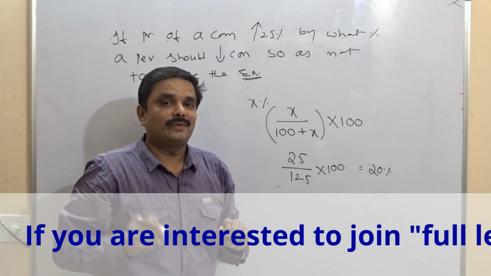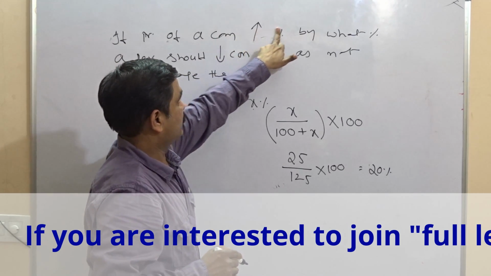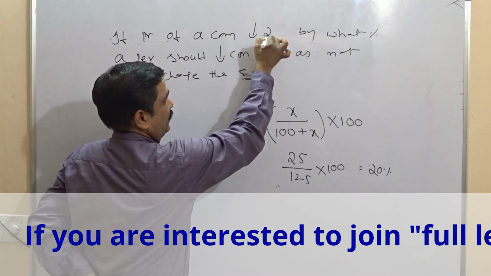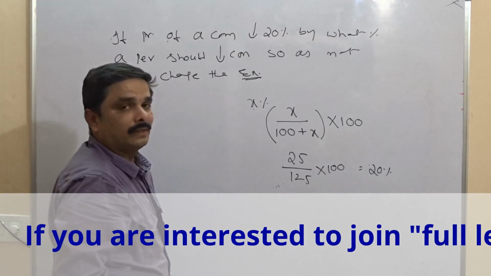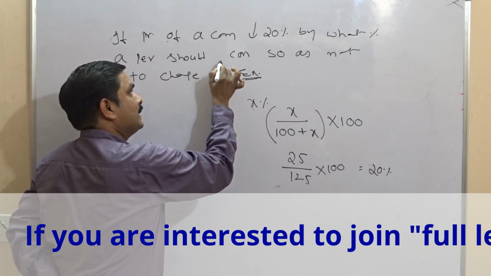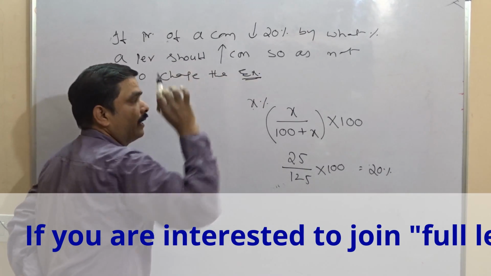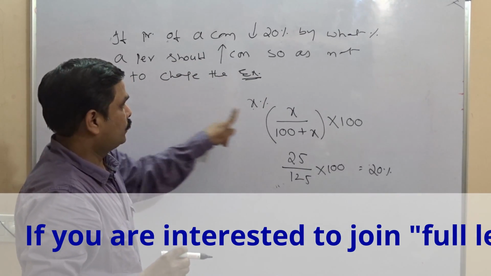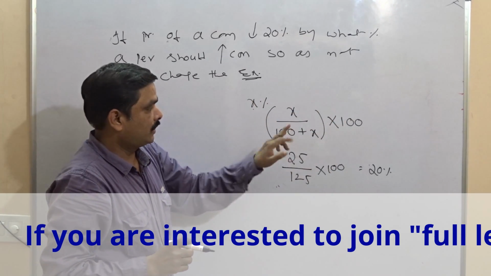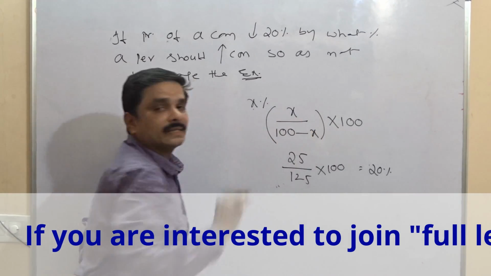Now let us change the question. We'll do it another way. The price of a commodity is, let us say, decreased by 20%. Now by what percent should a person increase the consumption so as not to change the expenditure? Now, I'll do this question directly with the shortcut. We will use the same formula. Only change I want to make for this one is instead of plus it should be minus.